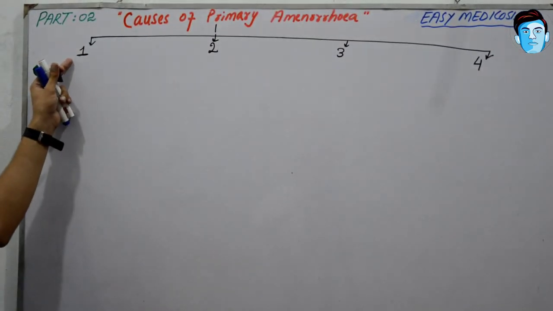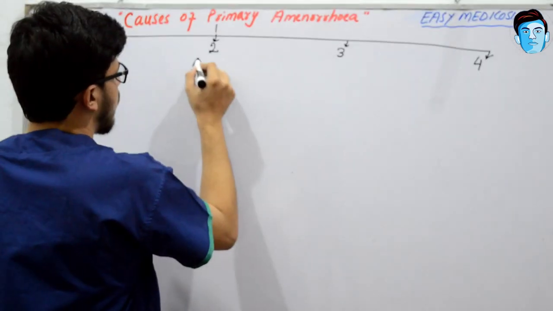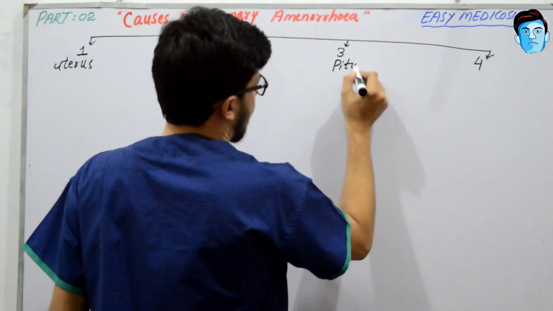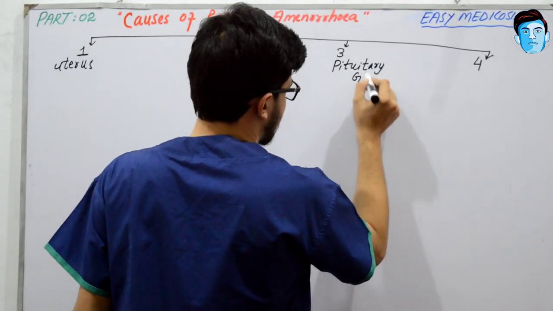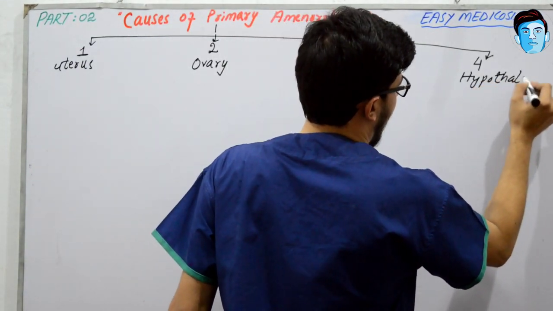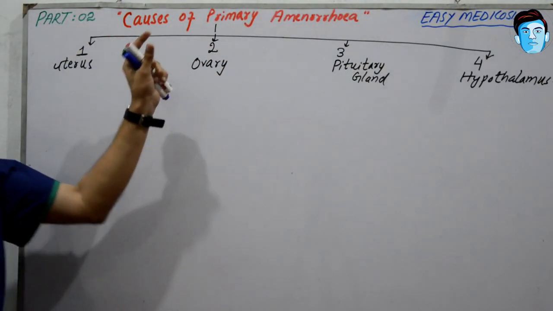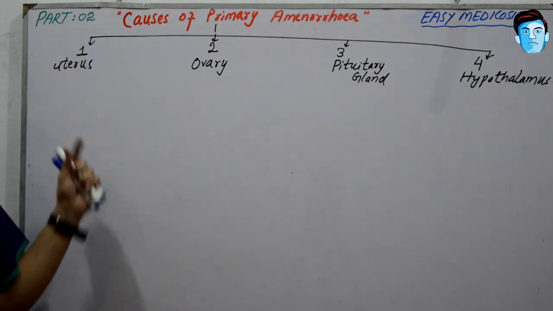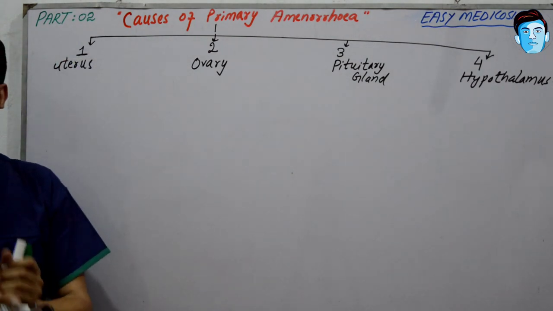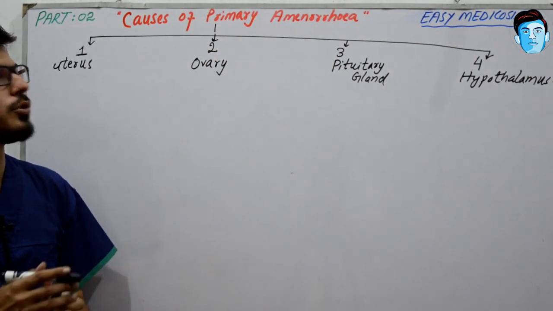In compartment 1, there is the uterus. In compartment 2, there is the ovary. In compartment 3, there is the pituitary gland. And in compartment 4, there is the hypothalamus. We will discuss each of these causes comprehensively, and then move toward the ovarian causes which lead to primary amenorrhea, and further up to the pituitary gland and hypothalamus.